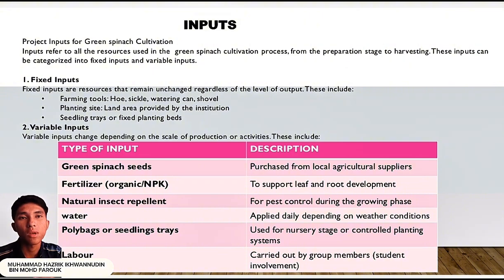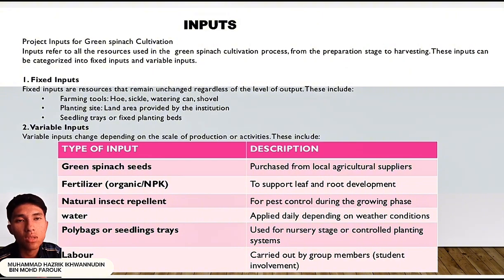Now let's go through the inputs. Project inputs for green spinach cultivation. Inputs refer to all the resources used in the green spinach cultivation process from the propagation stage to harvesting. These inputs can be categorized into fixed inputs and variable inputs. Fixed inputs are resources that remain unchanged regardless of the level of output. This includes farming tools, planting site, and seedling trays or fixed planting beds.